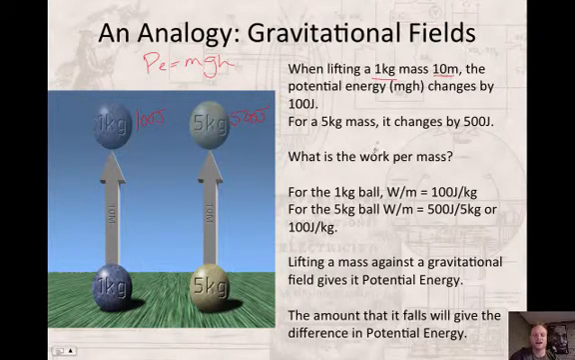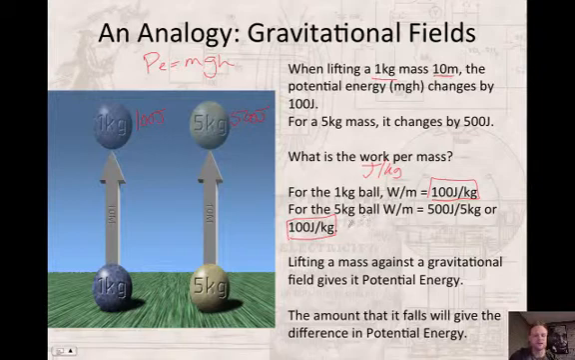Now, if I were to ask you, what is the work per mass, or basically joules per kilogram, we would find out for the 1 kilogram ball, if we do the division here, that it is 100 joules per kilogram of work per mass. Okay. What about for the 5 kilogram ball? If we take 500 joules divided by 5 kilograms, we would find that it too is 100 joules per kilogram. And you may be saying to yourself, who cares?